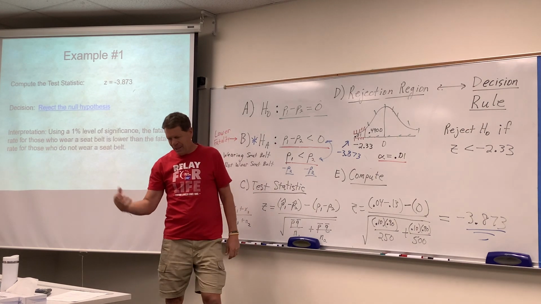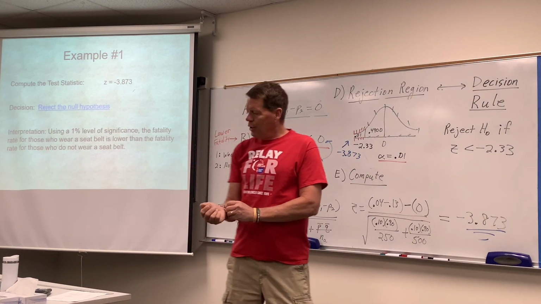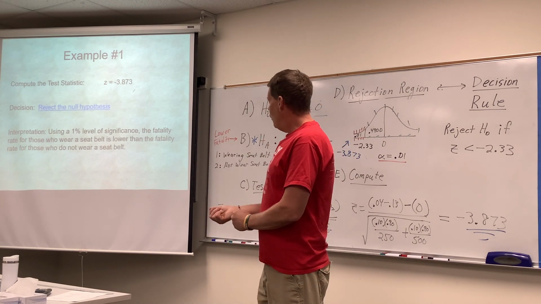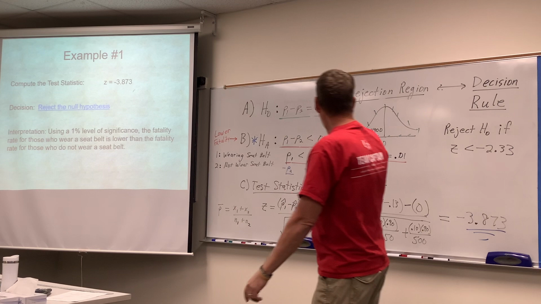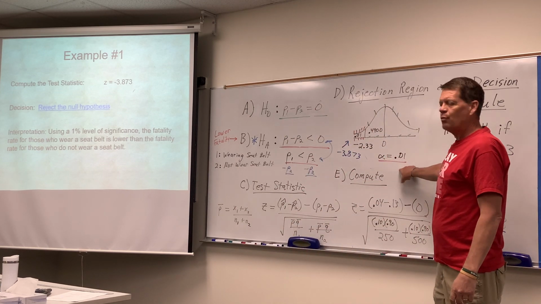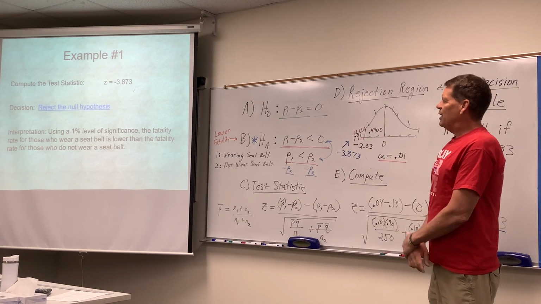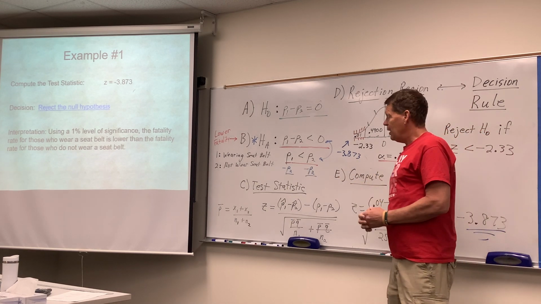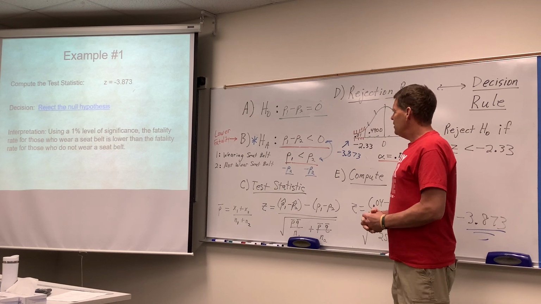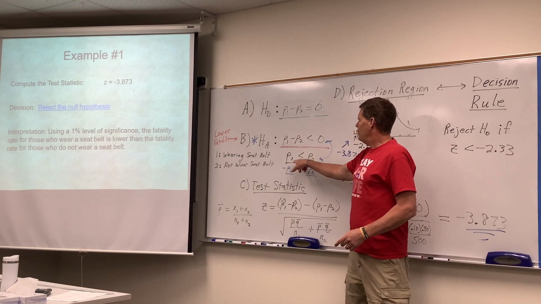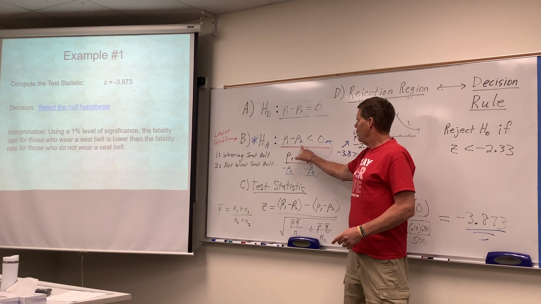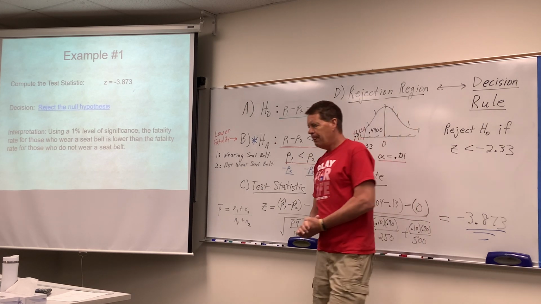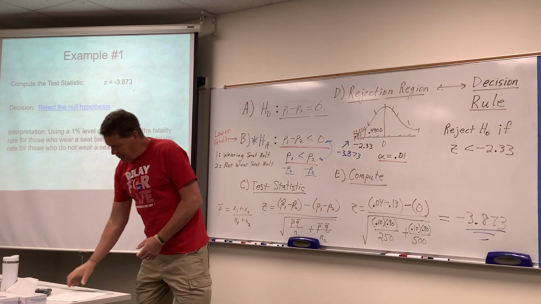So, again, as I keep saying, we're using the wording of the question to formulate the answer. And so, wouldn't it be fair to say, using 1% significance, good statisticians always report that, because as we've seen before, different levels of alpha could produce different outcomes. But it does indeed seem that the fatality rate for people who wear seatbelts is lower than the fatality rate for those who do not. So, there you go. That's one example of that.